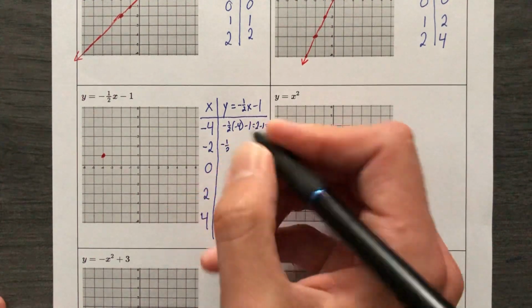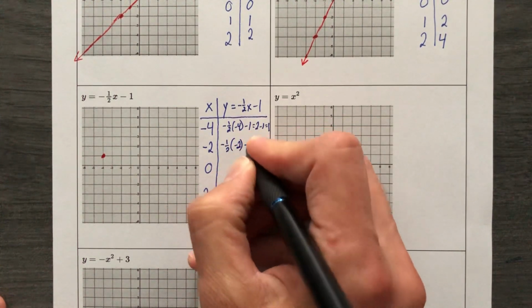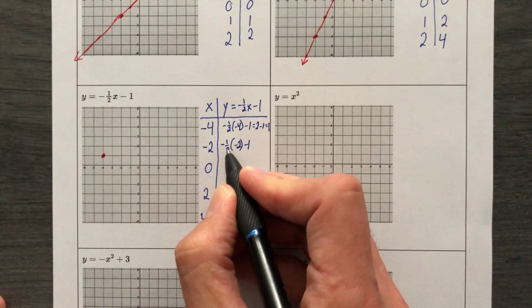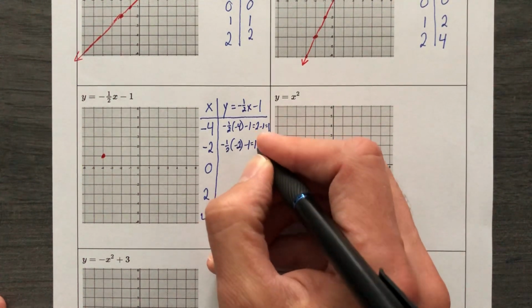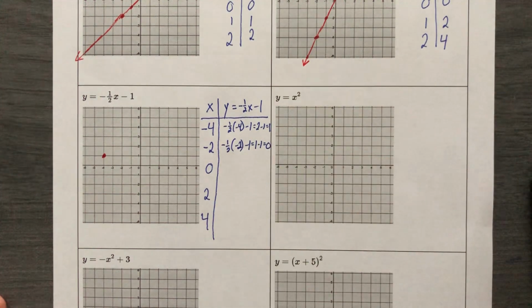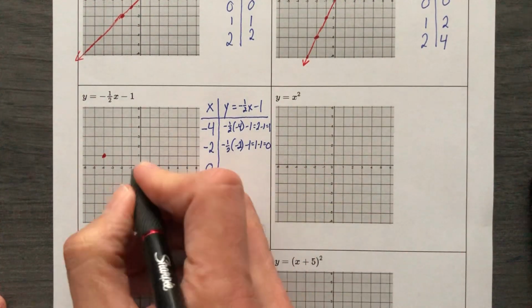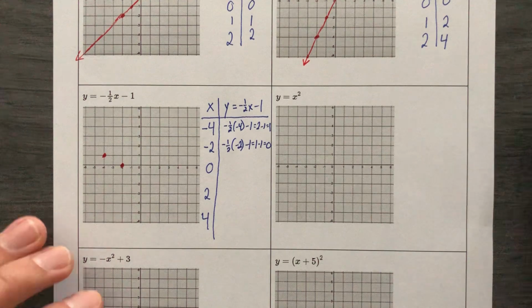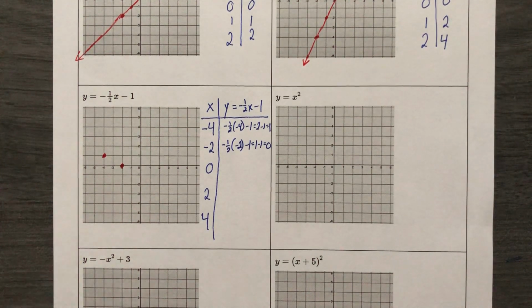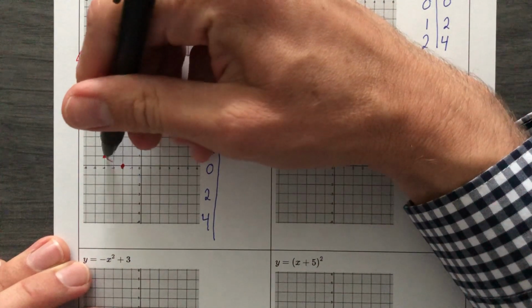Just start writing anywhere. -1/2 times -2 minus 1. Okay, that's 1/2 times 2. That'd be 1, and they're positive, so it's 1 minus 1, which is 0, which means I'm going to plot the point -2, 0. Now, okay, here's the deal. Knowing this is a line, I could just go ahead and connect any 2 points to make a straight line. So we have 2 points that make a straight line.